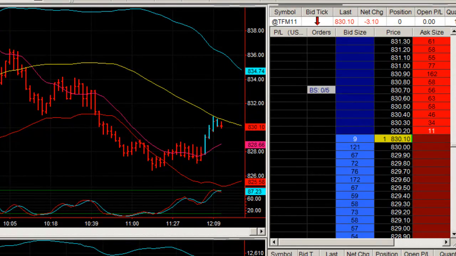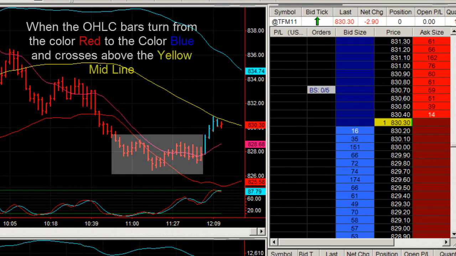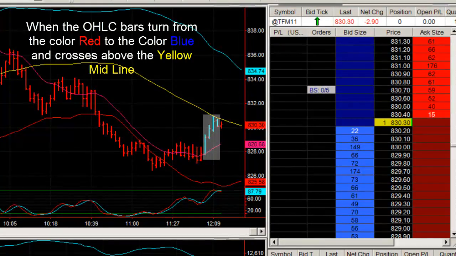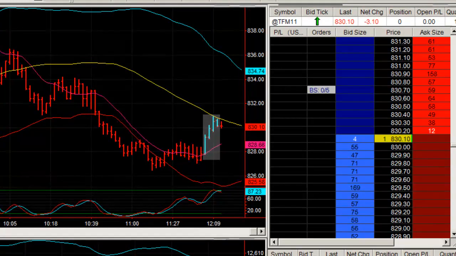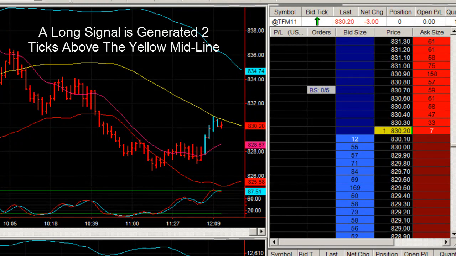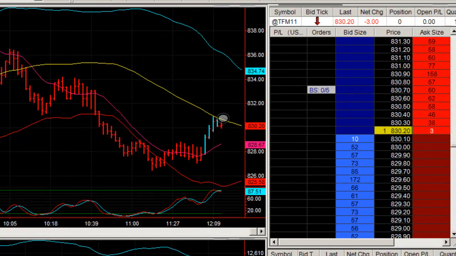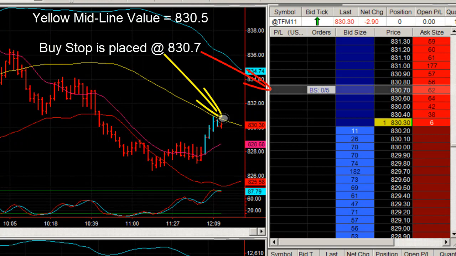Basically, we're gonna place our buy stop 2 ticks above the yellow mid. Okay, here we go. Open, high, low, close bars turn from the color red to the color blue, and we're going to place our buy stop 2 ticks above the yellow midline. The yellow midline's value is 830.5. So we're going to place our buy stop at 830.7. We have 5 contracts for the TFs. Yellow midline 830.5. The buy stop is placed at 830.7.